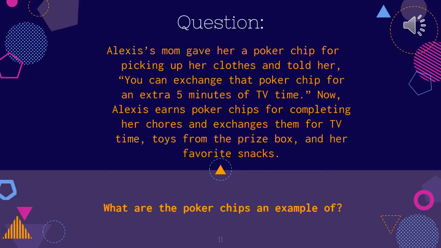Question. Let's take a look at this case study. Alexis's mom gave her a poker chip for picking up her clothes and told her, "You can exchange that poker chip for an extra 5 minutes of TV time." Now, Alexis earns poker chips for completing her chores, and later she exchanges them for TV time, toys from the prize box, and her favorite snacks. What are the poker chips an example of? On your homework sheet, fill in the question, what are the poker chips an example of? I'll give you some time to get that question filled in.